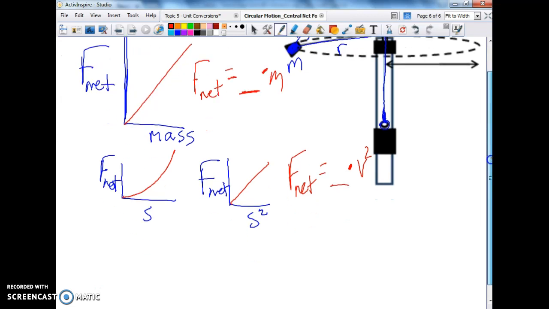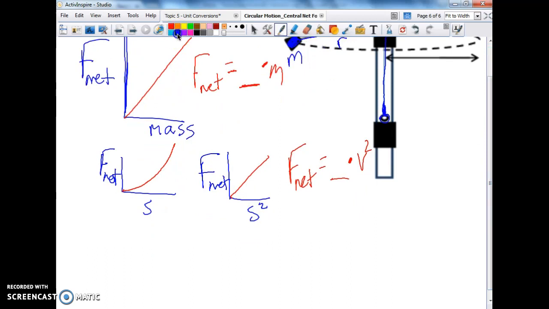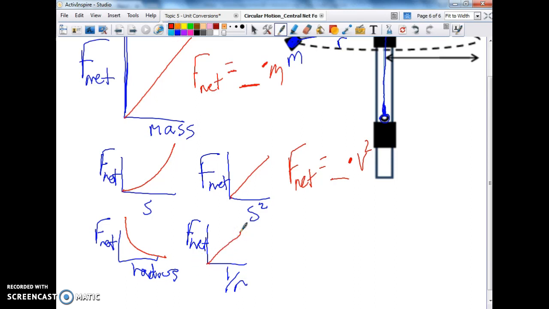And finally, the net force and the radius. So here, if we have the net force and the radius, we suggested that as the radius increases, the net force will decrease. I might expect your data to look of that sort, which is an inverse graph. And to turn that into a straight line, net force versus the inverse of radius, 1 over r. That relationship ought to be directly proportional. So net force will equal something. That something is always your slope, times 1 over r.